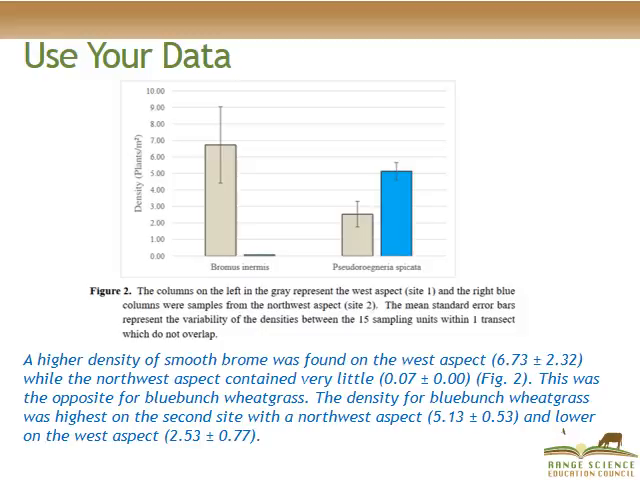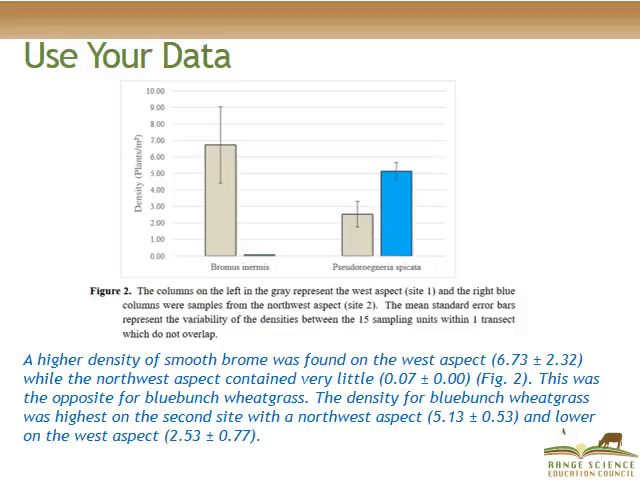And then it's clear that the student truly understood what that chart was telling him or her, because this is what they wrote in their answer sheet. They said a higher density of smooth brome was found on the west aspect, while the northwest aspect contained very little. This was the opposite of blue bunch wheatgrass. The density of blue bunch wheatgrass was highest on the second site with the northwest aspect and lower on the west aspect. And in each case, they used their mean plus or minus the standard error to make their points.